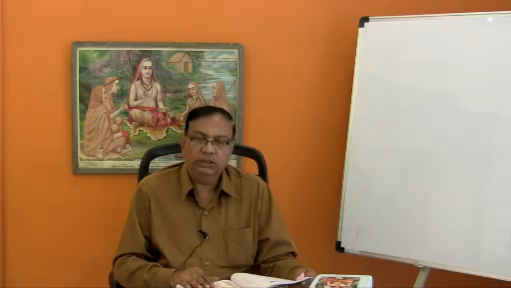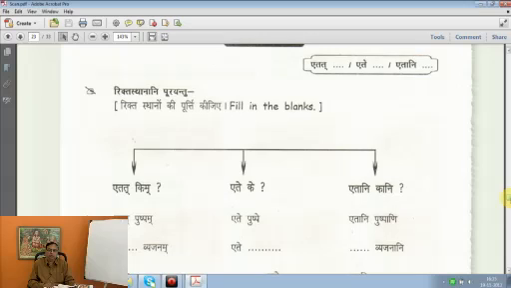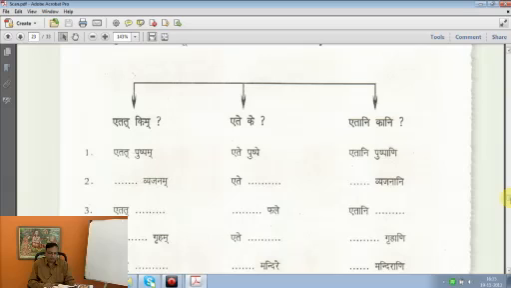Number 1 is etat pushpam. The answer is given as etat pushpam. Now, it is a complete sentence by itself, meaning this is a flower. Ete pushpe. The question is ete ke, what are these 2? K here is in dual number. You should not be confused for the plural of the masculine gender. This is neuter gender, please bear it in mind. Ete pushpe, these are the 2 flowers.